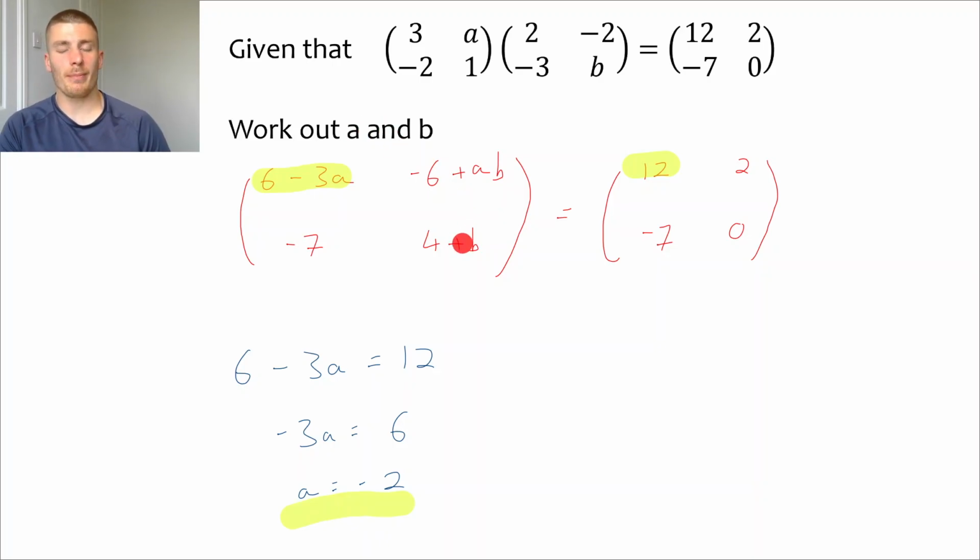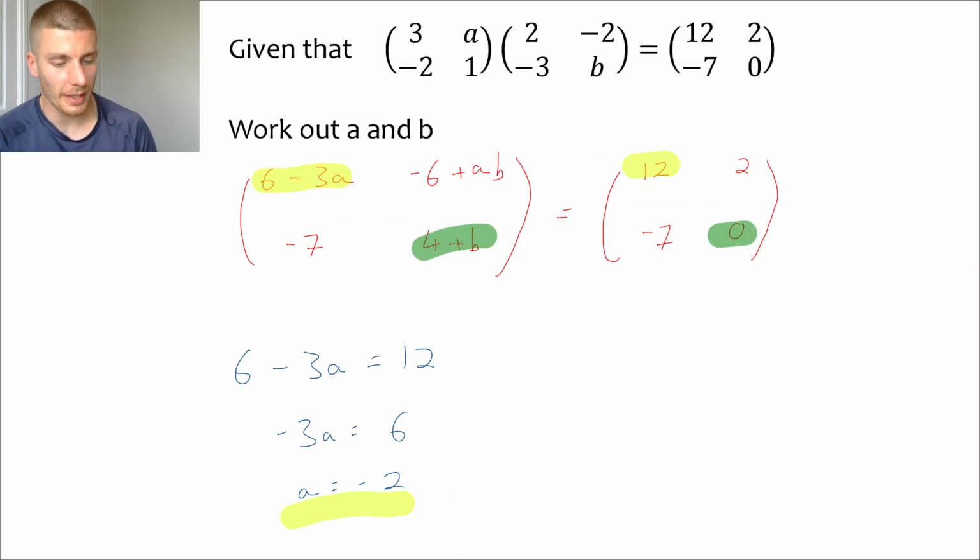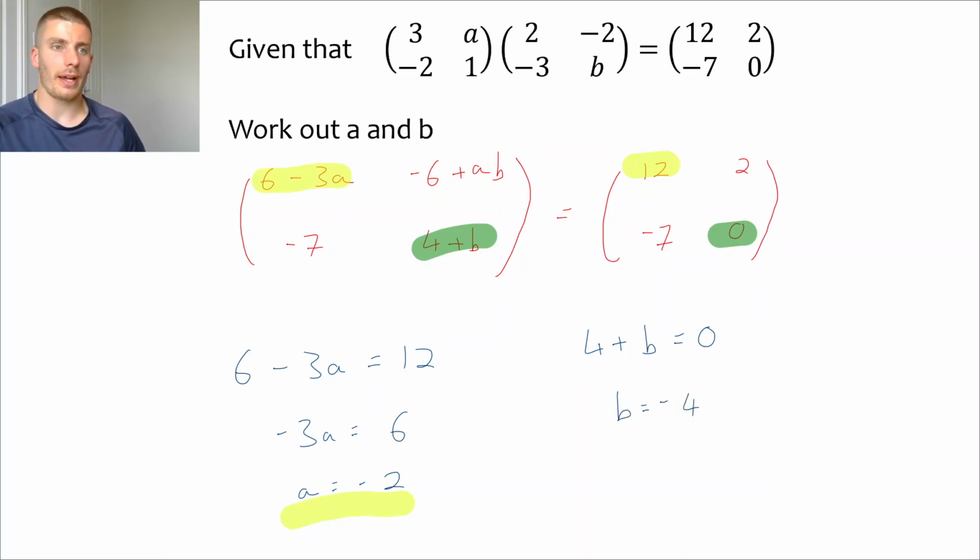Now you want to find the value of B. You could do this by looking at the top right term, because you now know A is minus 2 and so you've only got one unknown, but it's much easier to look at the bottom right term, which is 4 plus B, and that must be equal to the bottom right term over here, which is simply 0. So I can create a second equation: 4 plus B must be equal to 0. Therefore, B must be equal to minus 4, and this is my solution for B. So I found the value of A, which is minus 2, and B is minus 4.